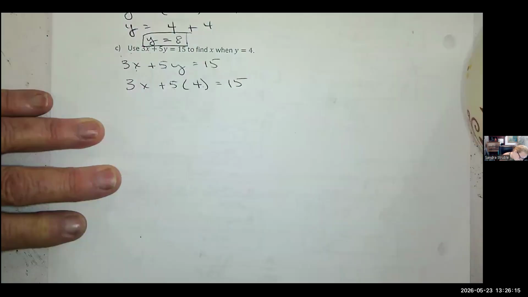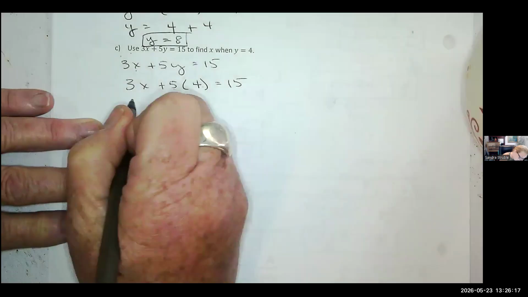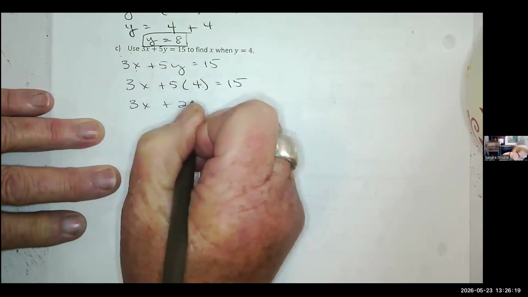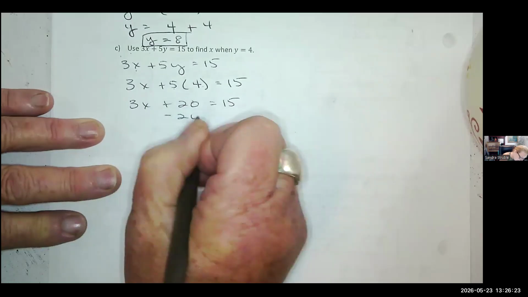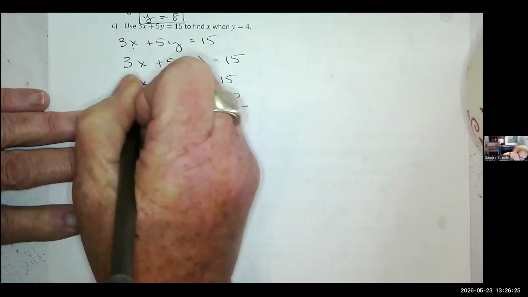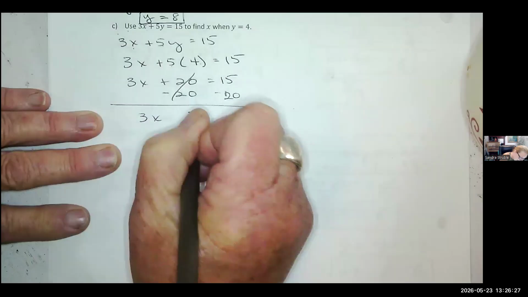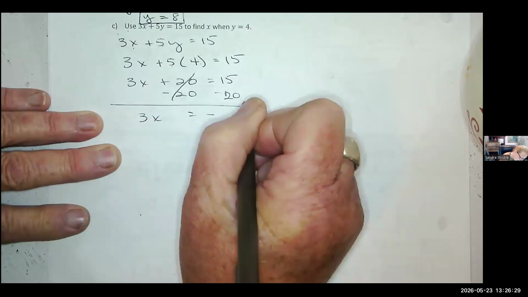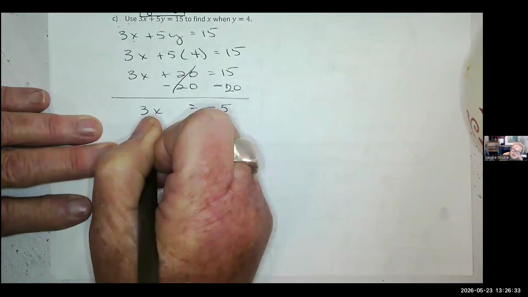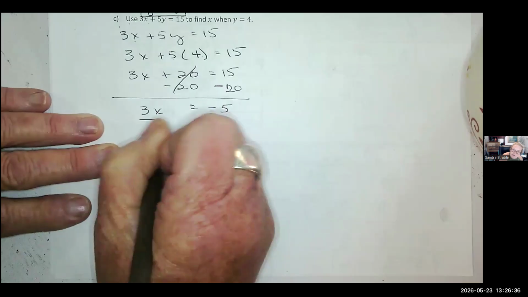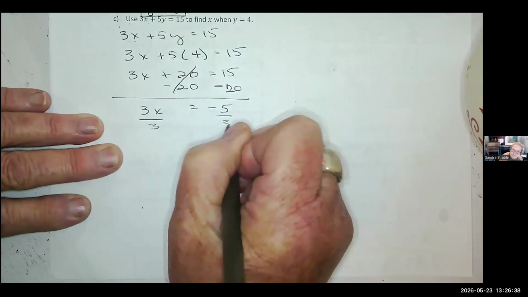Let's simplify. 5 times 4 is 20. Solving for x, I need to get rid of the 20 first. Subtracting it from both sides. 3x is equal to 15 minus 20. Subtract and take the sign of the larger number. And then 3 is attached to x by multiplication, so we're going to divide both sides by 3. X is equal to -5/3.